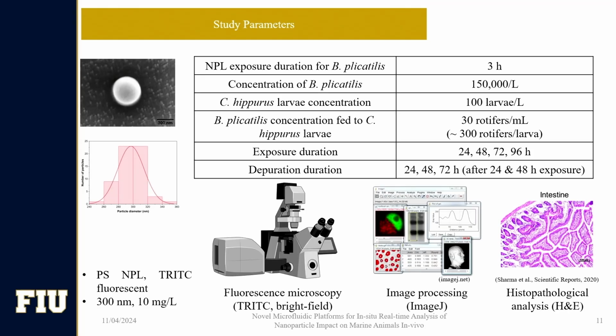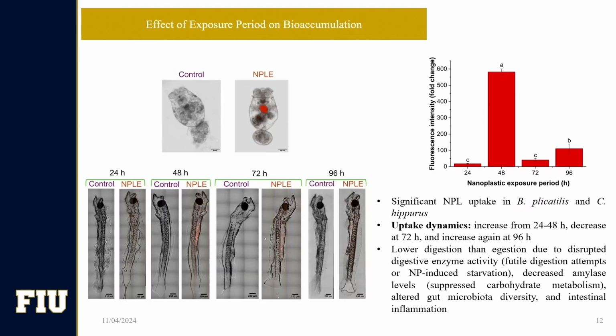So the conditions that we had were exposure. Here the food was rotifers, and my Latin is not that great. I'm an engineer. So yeah, the food was rotifers. The fish were Mahi Mahi. We had different concentrations of exposure. And here you see the control rotifer and the nanoplastic-exposed rotifer. You can see the nanoplastics, that's the red dot. And here are Mahi Mahi, and you can see the control versus nanoplastic exposure.